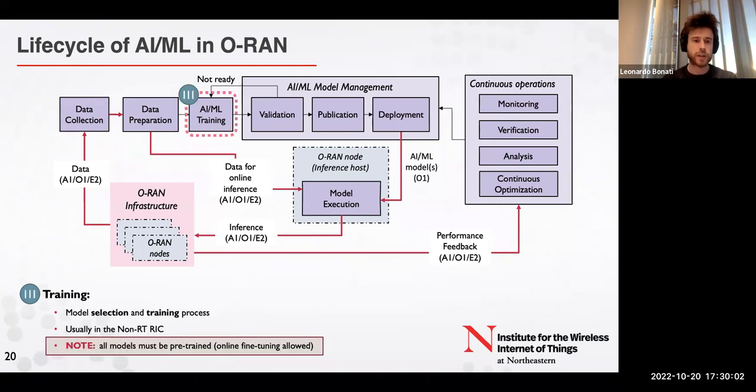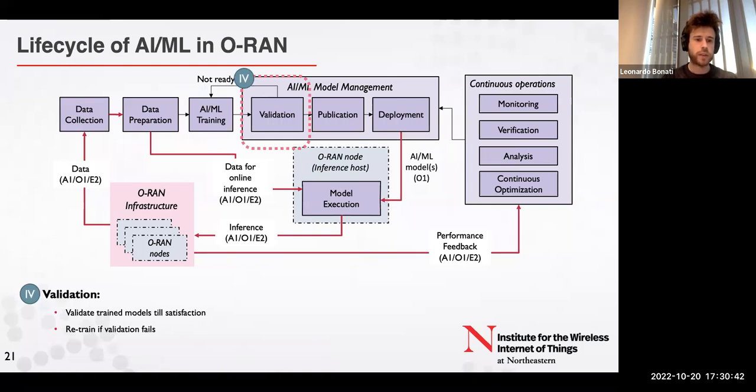Then the third step is the actual training of the model. One thing worth saying is that all the models that you deploy on the RAN need to be pre-trained offline. This is to avoid untrained models creating outages on the network by taking random actions. So you can deploy only pre-trained models. Then, of course, you can do some online training to fine-tune the model that was already trained, to specialize it to the actual deployment where you're deploying the general, pre-trained model.